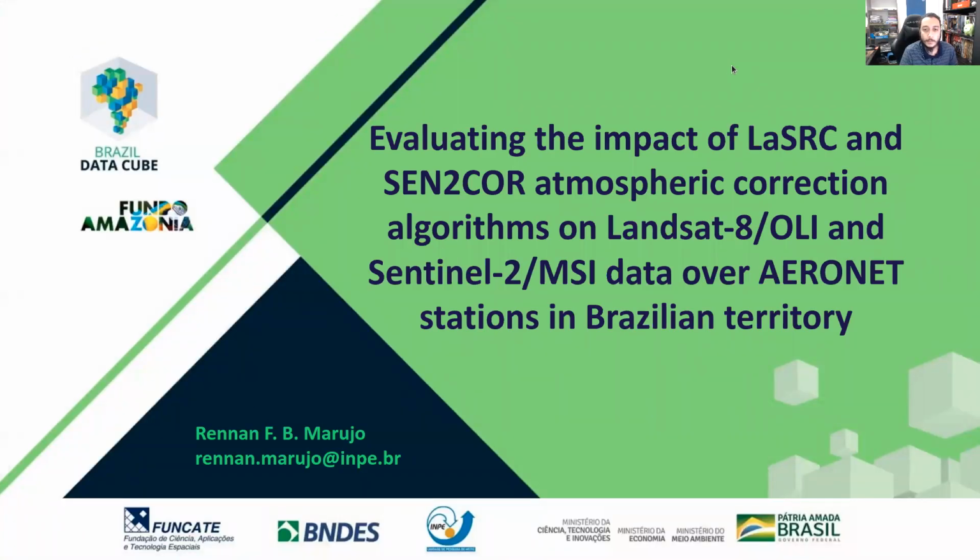Good morning, everyone. My name is Renan Marujo, and today I'll be presenting the work evaluating the impact of LaSRC and Sen2cor atmospheric correction algorithms on Landsat 8 OLI and Sentinel-2 MSI data over AERONET stations in Brazilian territory.